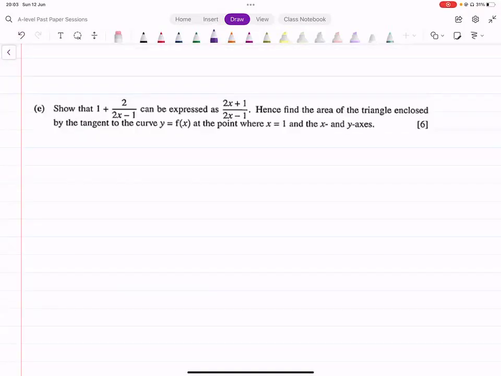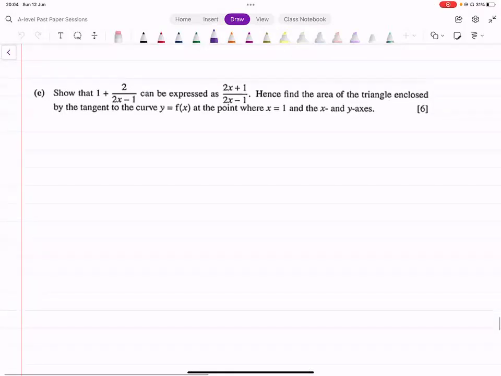Okay, let's look at part E. Now it says, show that 1 plus 2 over 2x minus 1 can be expressed as 2x plus 1 over 2x minus 1, and hence find the area of the triangle enclosed by the tangent to the curve y equals f of x at the point where x equals 1 and the x and y axes. Okay, that's a 6-mark question. That means it is going to require some working. Let's look at the first thing here.